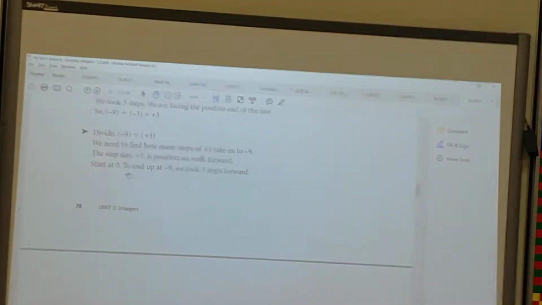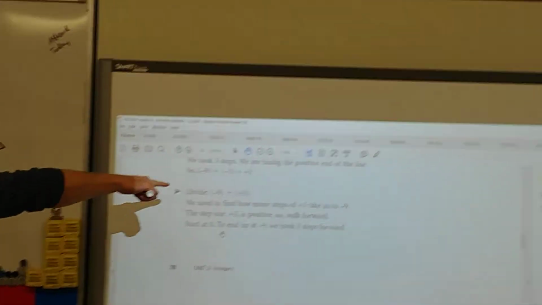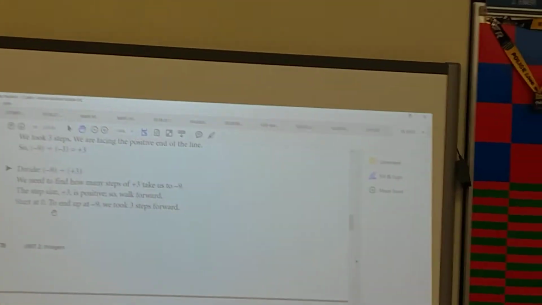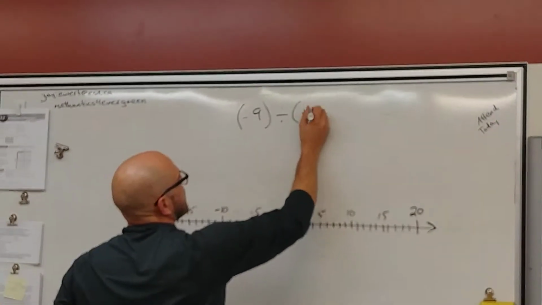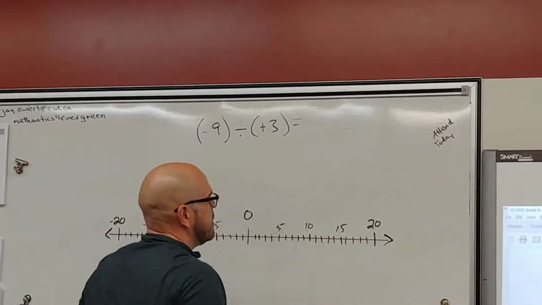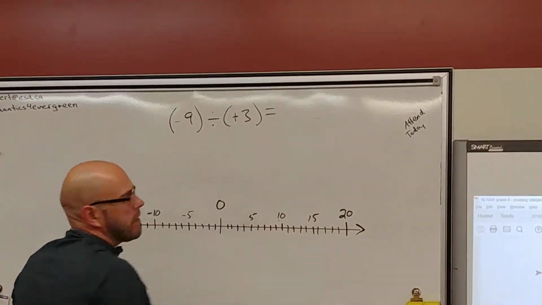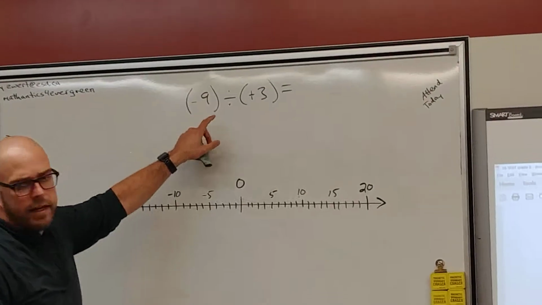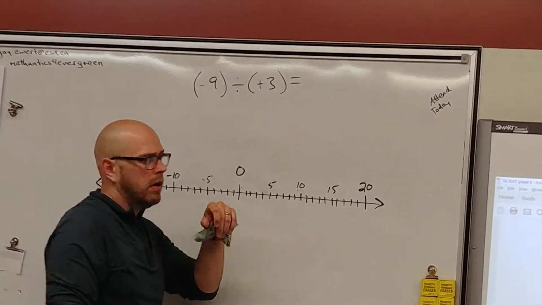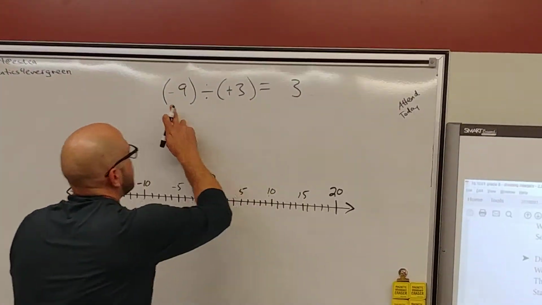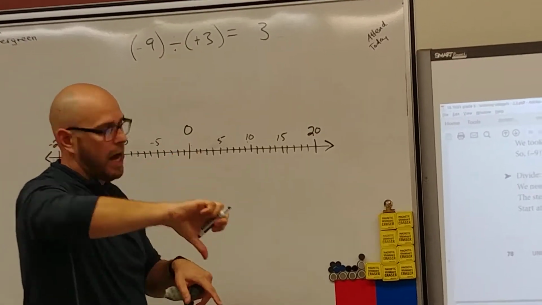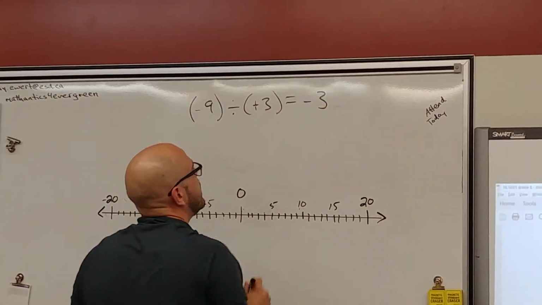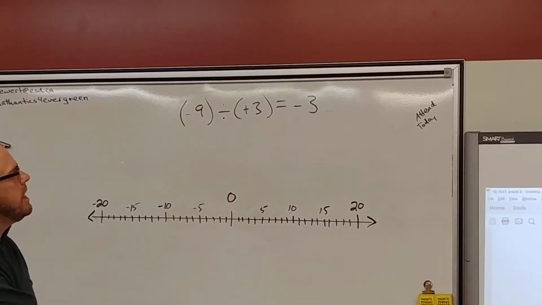We're going to change up. We've got negative 9 divided by positive 3. Now I'll do it symbolically, and then I'm going to do it on the number line. Here we go. What's 9 divided by 3? It's 3. Am I going up or down? Down. Different goes down. Bam, negative 3.